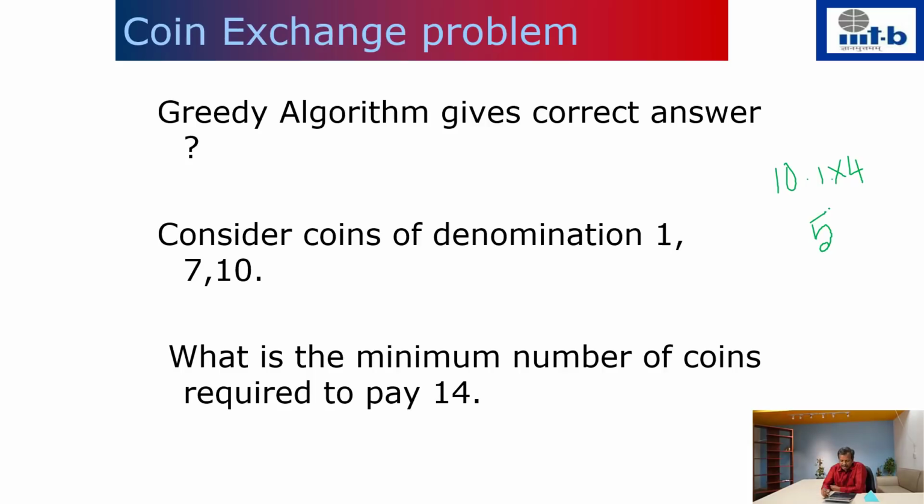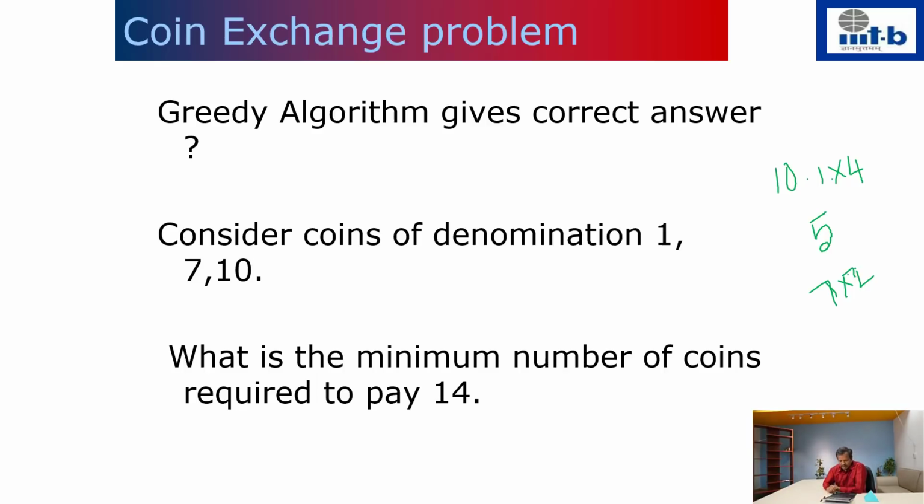But you see that instead of using the 10, if you start with the 7, then 7 times 2 is 14. Just using 2 coins of value 7, you can pay for 14. So these two examples indicate that the greedy algorithm will not actually compute the correct answer in all cases.